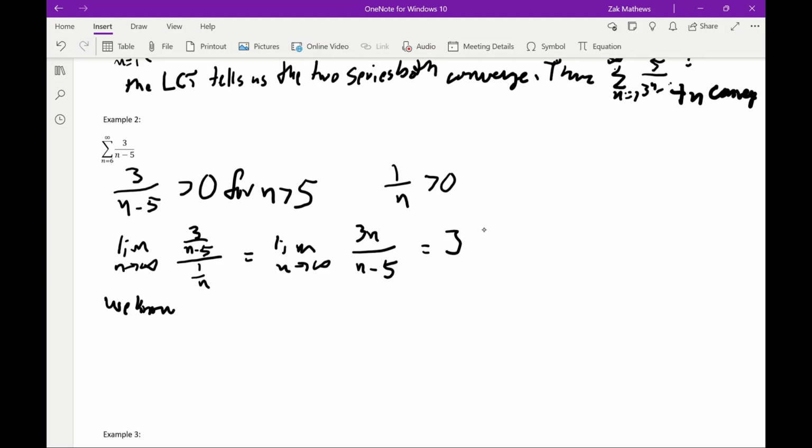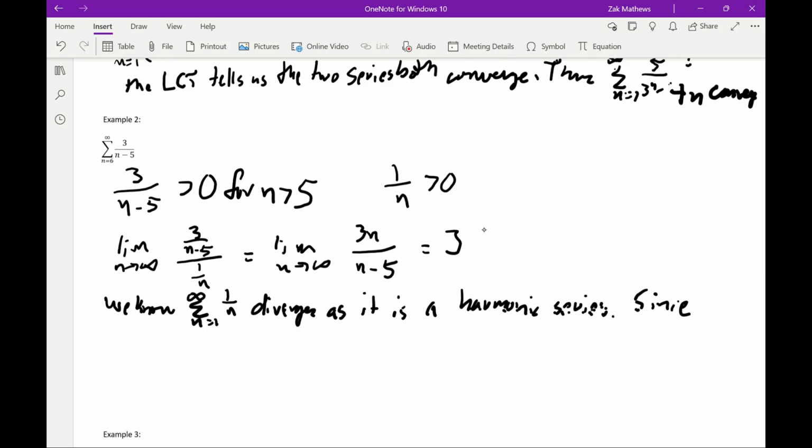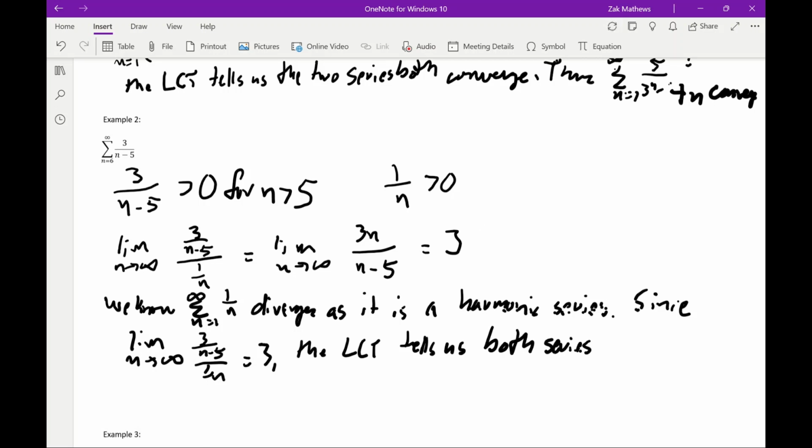We know the series n equals 1 to infinity of 1 over n diverges as it is a harmonic series. Since the limit as n goes to infinity of 3 over n minus 5 over 1 over n is equal to 3, the limit comparison test tells us both series diverge. Thus, the series n equals 6 to infinity of 3 over n minus 5 diverges.